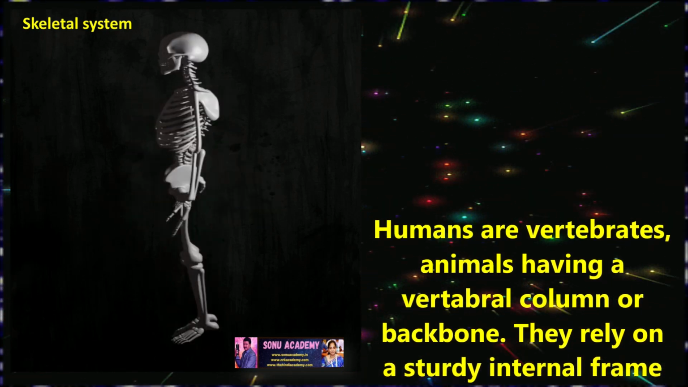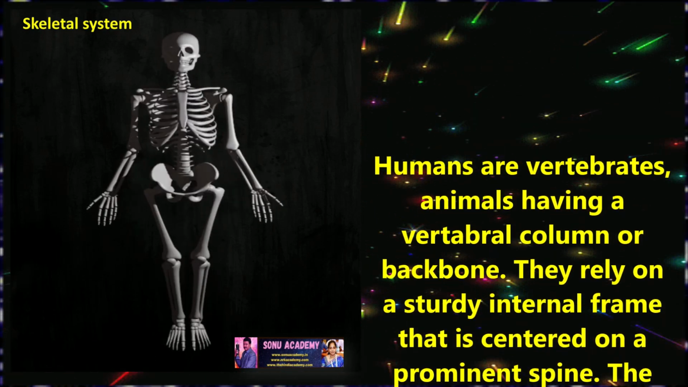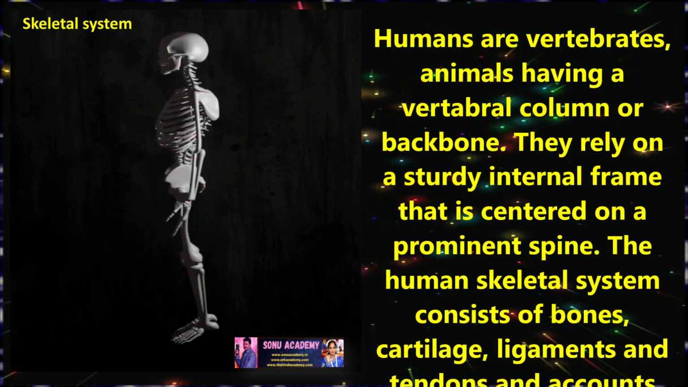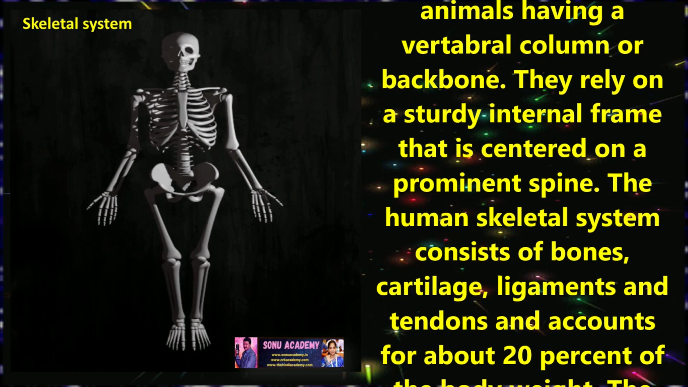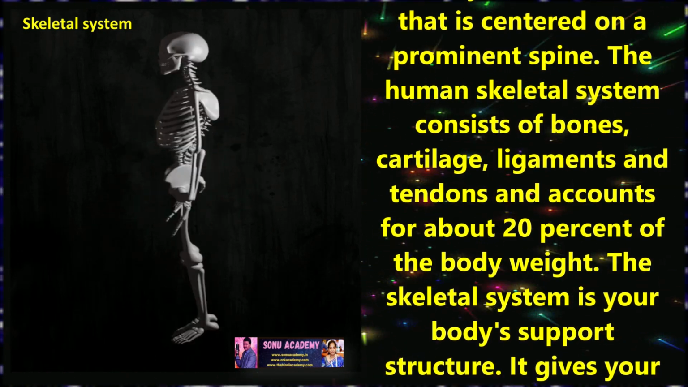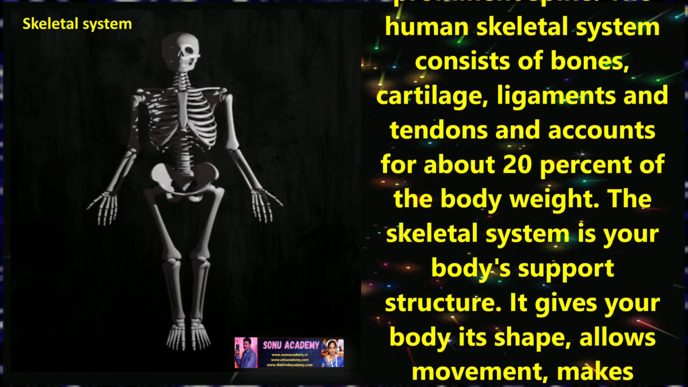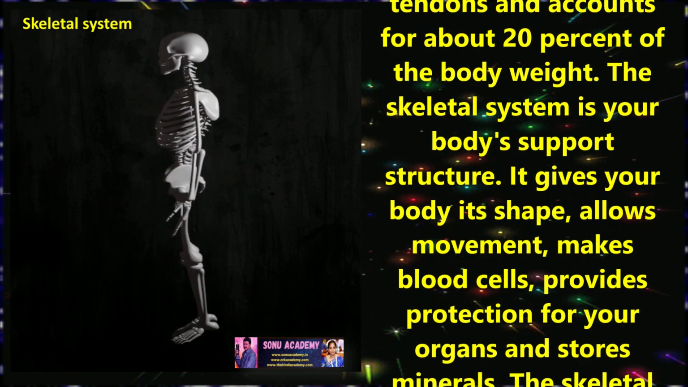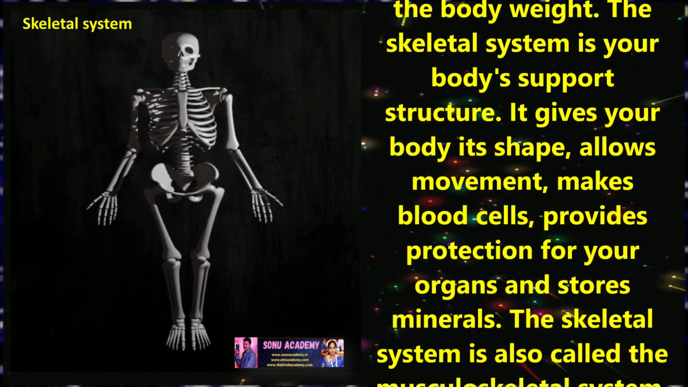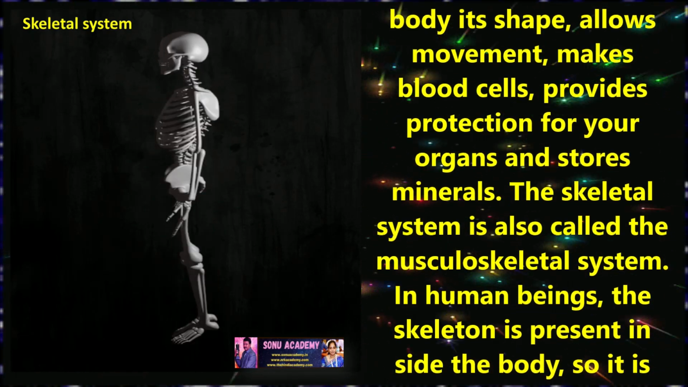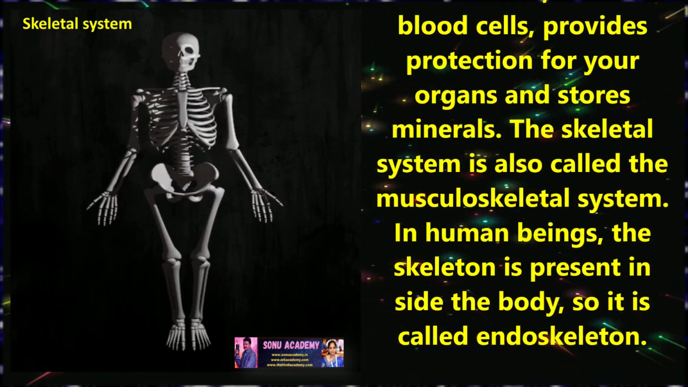Humans are vertebrates. Animals have a vertebral column or backbone. They rely on a steady internal frame that is centered on a permanent spine. The human skeletal system consists of bones, cartilage, ligaments and tendons and accounts for about 20% of the body weight. The skeletal system is your body's support structure. It gives your body its shape, allows movement, makes blood cells, provides protection for your organs and stores minerals.